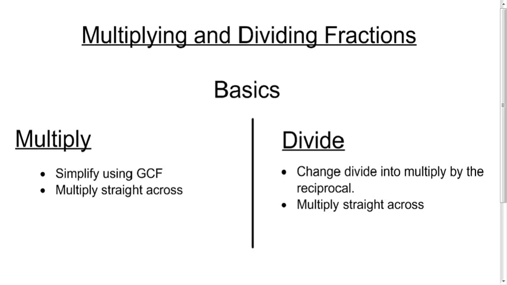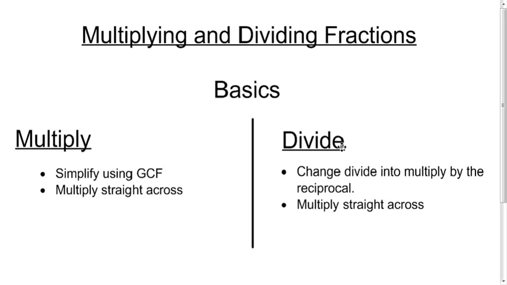Pretty much the basics that you recall from the rules for multiplying and dividing fractions are as follows. In multiplying, you try to simplify using GCF. GCF is greatest common factor. And you multiply straight across, numerator with numerator, denominator with denominator. We'll show that in some examples, obviously.